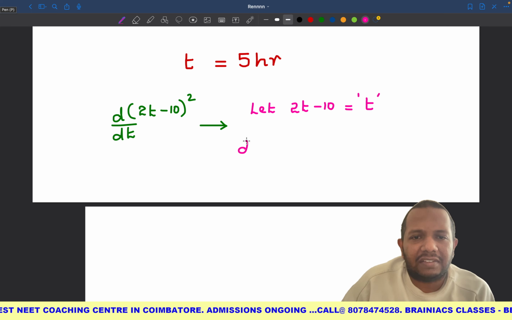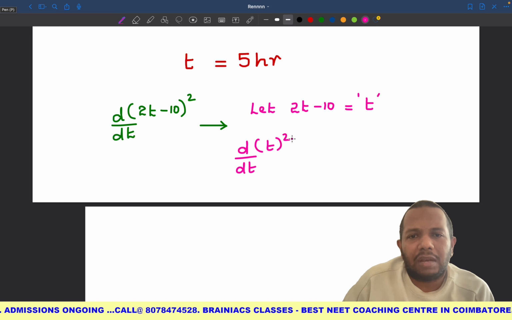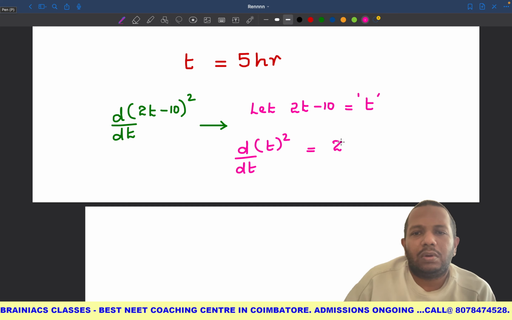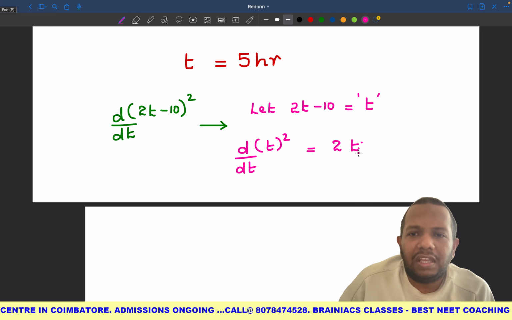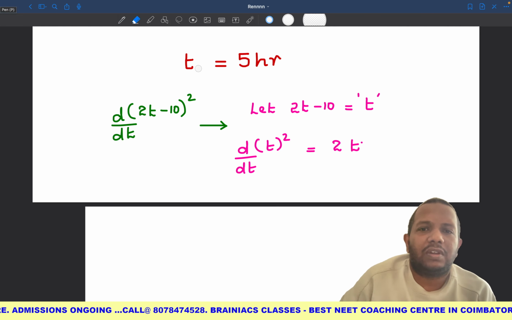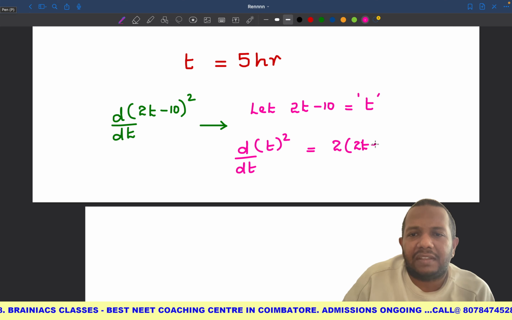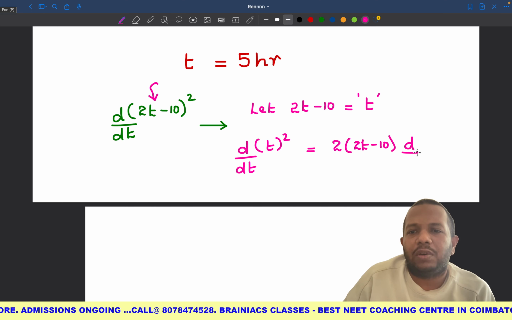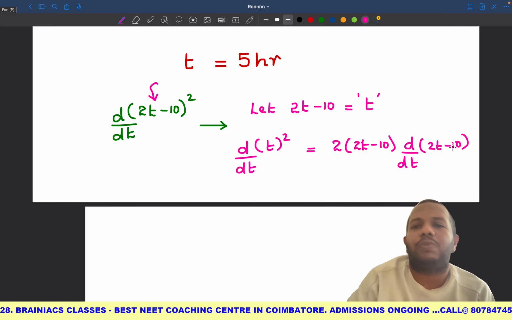So I can rewrite this as d by dt of t square. Tell me what is the differential of this one. I know that this is 2 into this, it will come 2t. Now this 2t means it is actually 2t minus 10, so here you need to again replace that with 2t minus 10. Now inside this one is also a function of t, then again you need to differentiate d by dt of 2t minus 10. This is how we do function of a function.